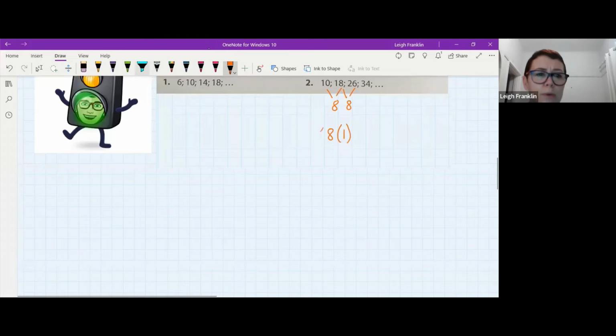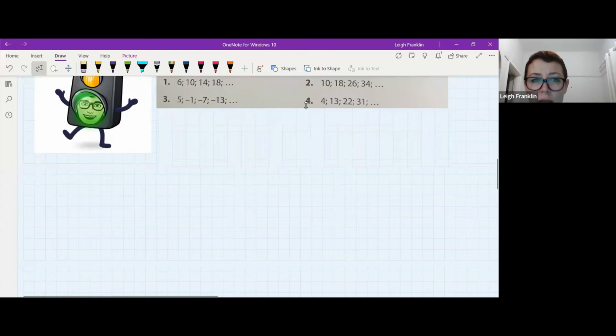Okay, no problem. All right, so now we're going to see what's going to happen with the next ones, where it's now going to be a negative number. Let me just move this down. Now we're going to look at question number 3. Our first term is 5. Our second term is -1. Our third term is -7, and our fourth term is -13.